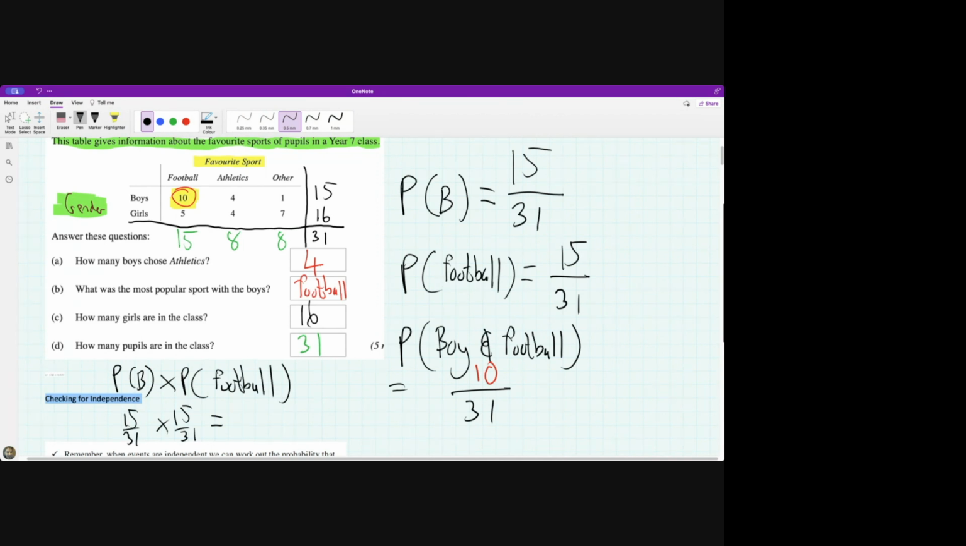So fraction 15 over 31 times 15 over 31. And in decimal land, I get 0.2341, and so on.